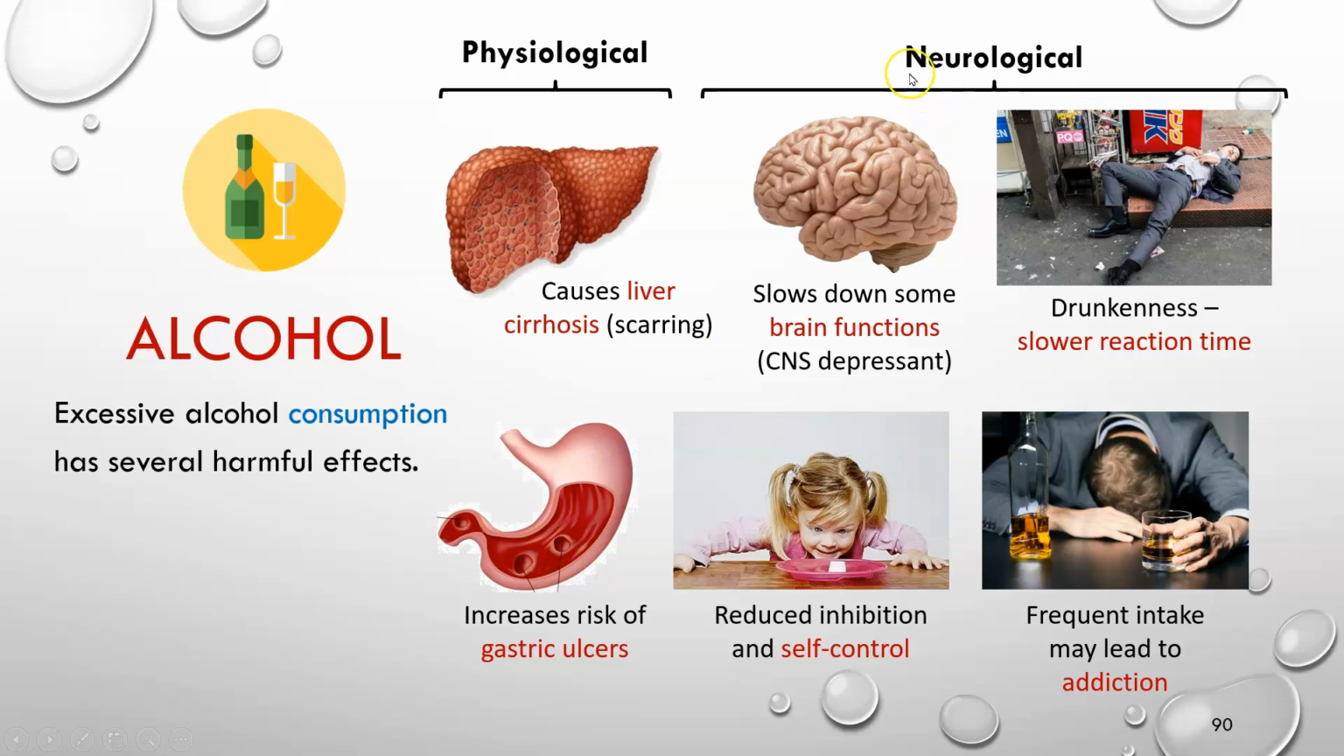There can also be neurological problems that arise from drinking too much alcohol, such as slowing down of brain functions. This is a central nervous system depressant, which basically means that you become a little bit stupid. Okay, that's how alcohol works, right? You become not so clever anymore. Drunkenness means that you have a slow reaction time, and also a lot of weird behavior. Reduced inhibition and self-control. After drinking too much alcohol, you cannot control yourself. You don't know what you're saying. You don't know what you're doing.